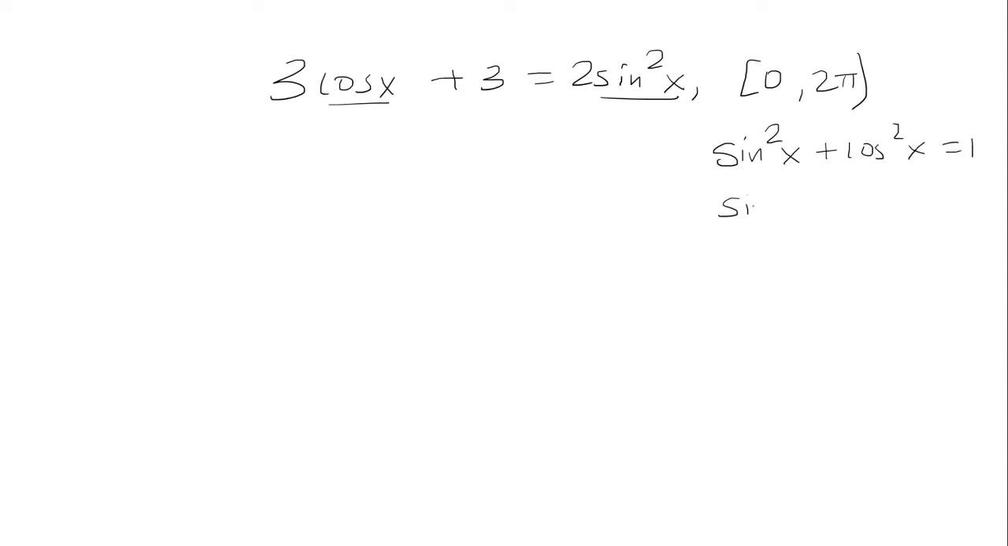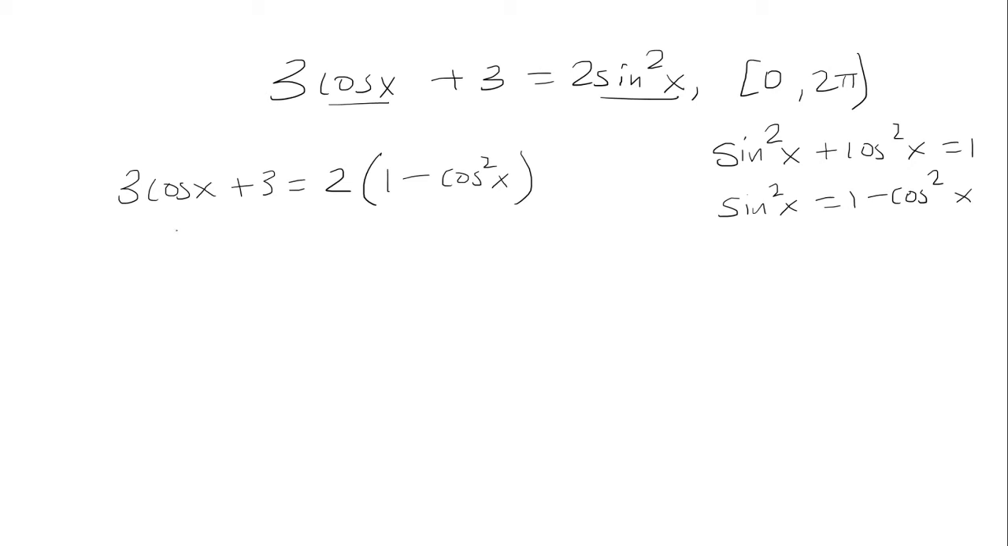So then sine squared is 1 minus cosine squared. So I'm going to make that substitution. On the left, I'm just going to leave it alone. We have 3 cosine plus 3. And on the right, sine squared will be replaced with 1 minus cosine squared. So it's 3 cosine plus 3 equals 2 times that. We're going to then distribute the 2. That's 2 minus 2 cosine squared.